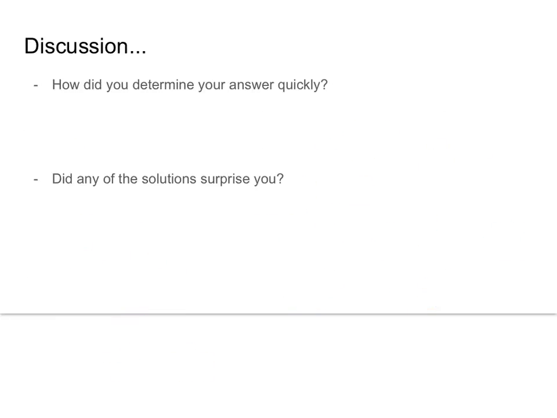All right, so how did we determine our answers quickly? I knew the first term was going to be the one with the highest order, the highest degree, so that's what I focused on, and then the last term is going to be constants. Unless the constant turns out to be 0, then you have to get the next smallest order, the next smallest degree. Did any of the solutions surprise you? Not really. I guess you can answer that for yourself.